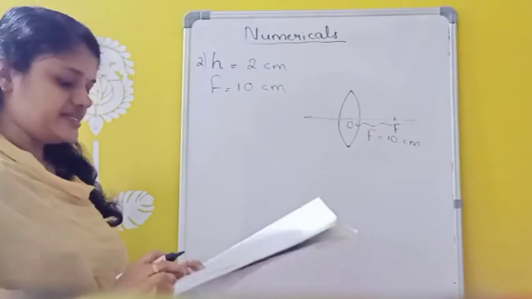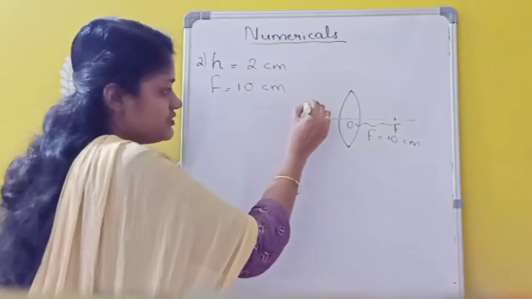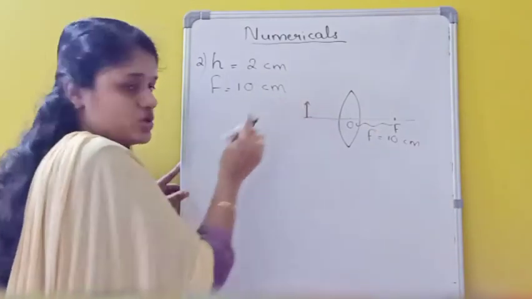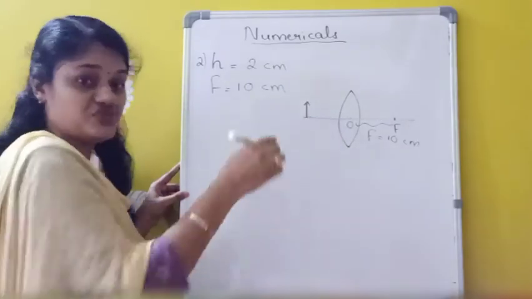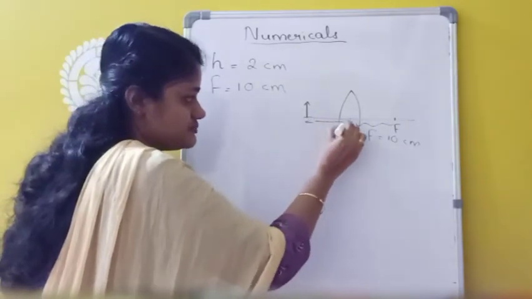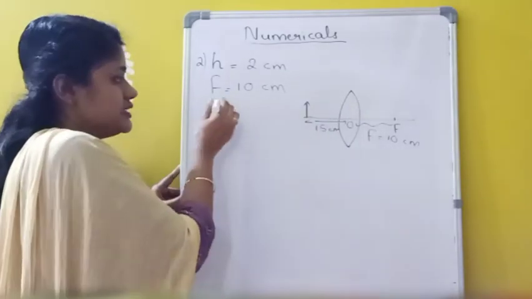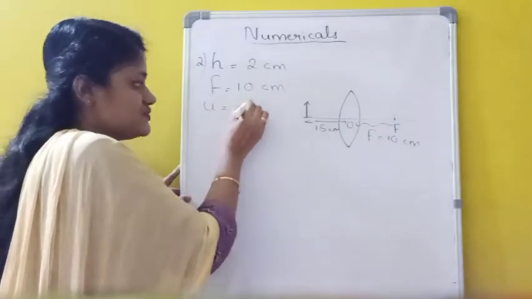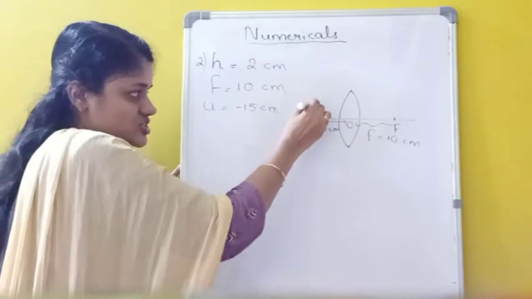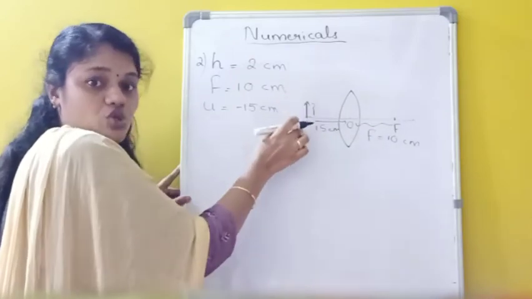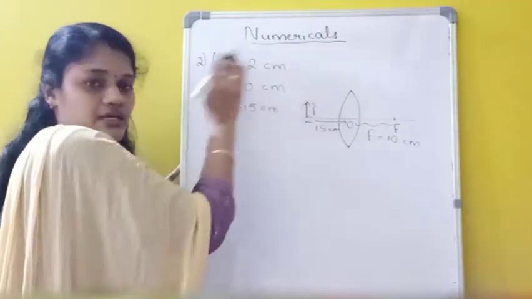Then the distance of the object from the lens is 15 centimeter. Suppose we are keeping the object somewhere here. The object we always keep on which side? Left hand side only. And this object distance is given as 15 centimeter. That means this distance is measured towards the left side, so U can be written as minus 15 centimeter. And this height of the object is measured above the principal axis, so it is always positive.